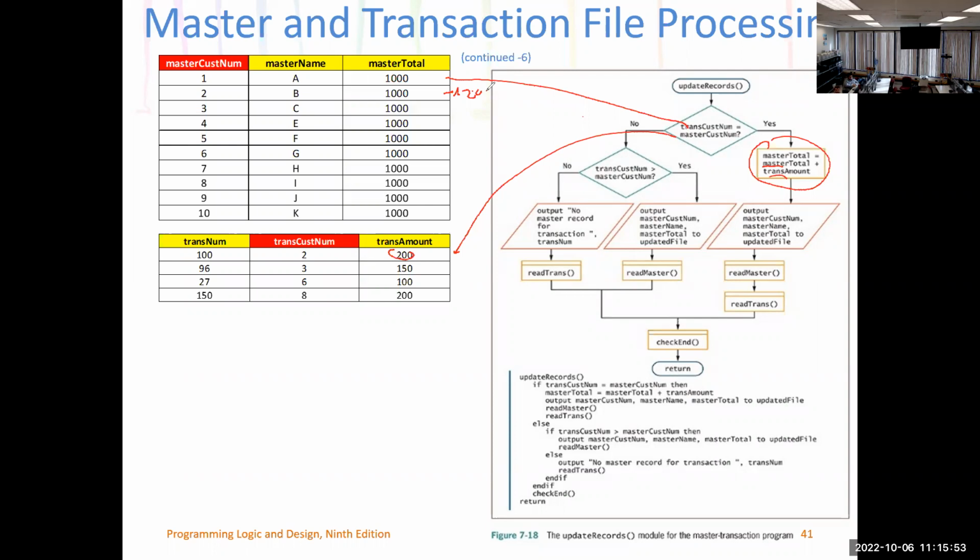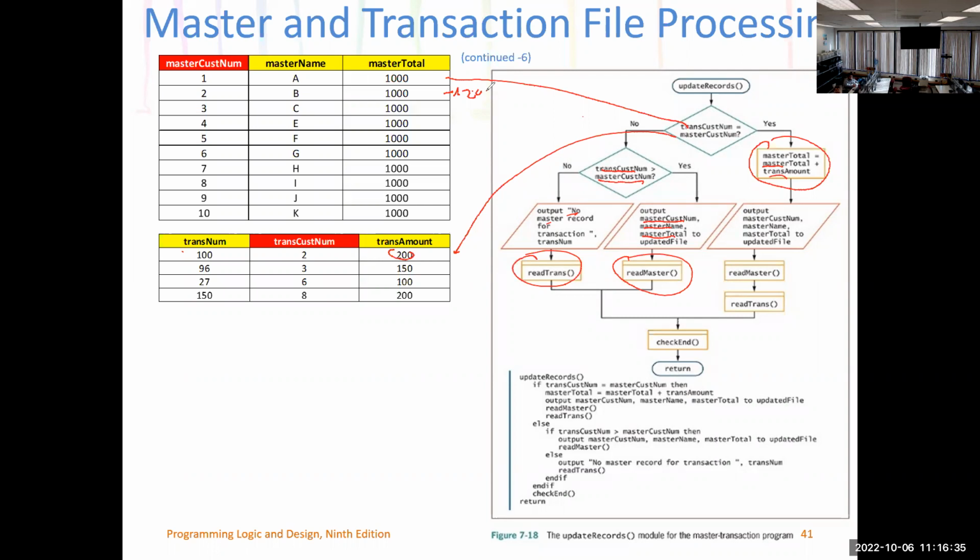And in the case they are not the same, you have two scenarios here, right? The first is if the transaction here is greater than master. If the transaction is greater than master, that means you have no master record for that transaction. Something is wrong with this one. And if not, you just print out master customer, master name, and master total. That means you keep the same and write in the new file. And of course, when you do it, you have to move to the next customer. And for the other case, you move to the next transaction here.